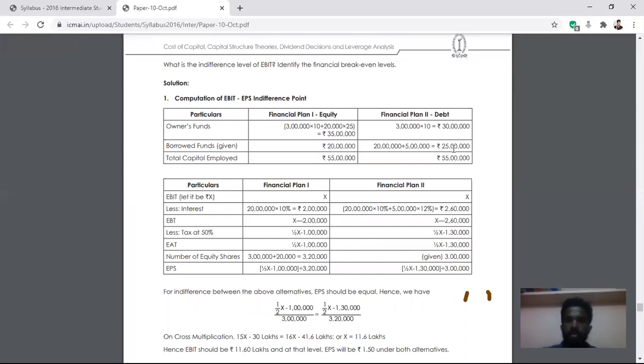Whereas in financial plan 2, you are procuring another 5 lakhs at 12%. So 5 lakhs into 12% is 60,000, plus 2 lakhs from the old one. So 2 lakh 60,000. So EBT will be X minus 2 lakh 60,000. Till this you are clear.